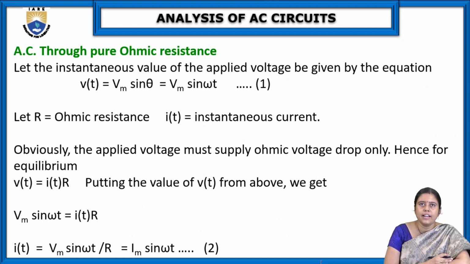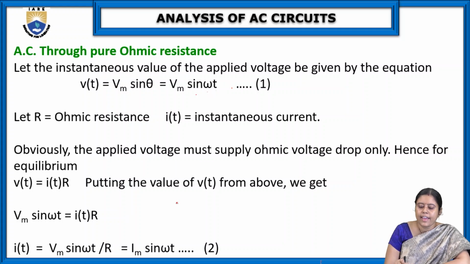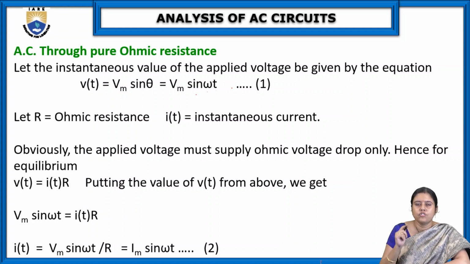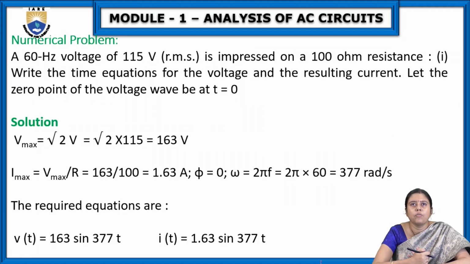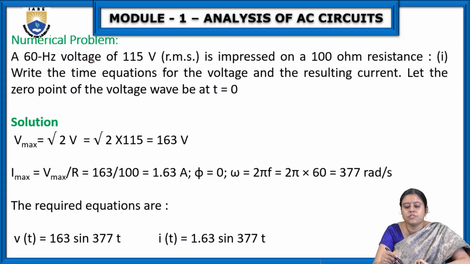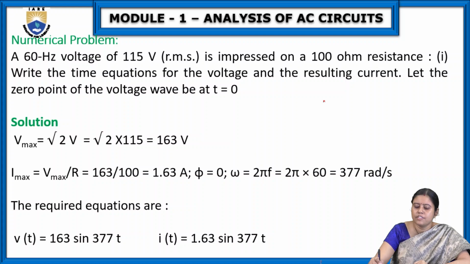So as I discussed earlier also, what is the meaning of instantaneous voltage? Vm sin omega t. And what is the current? Current is Im sin omega t, because there is no phase difference. Already we have discussed this. We are discussing one more problem. A 60 Hz voltage of 115 volt is impressed on a 100 ohm resistance. Write the time equations of the voltage and resulting current. And the point has started at 0, which means it has started from the starting.